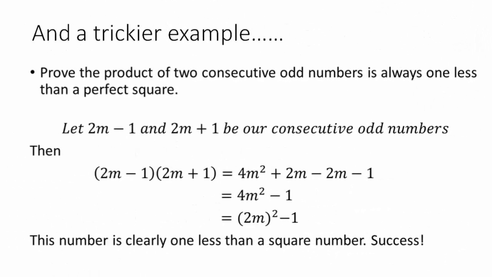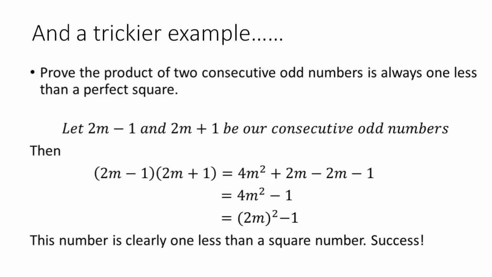A trickier example would be something like this. Prove the product of two consecutive odd numbers is always 1 less than a perfect square. Okay, let's have 2m minus 1 and 2m plus 1 this time. I can always use minus 1 as well as plus 1. The reason I've done it is because I'm then using difference of two squares, and I know how this bracket is going to multiply out. It's going to end up being 4m squared minus 1.